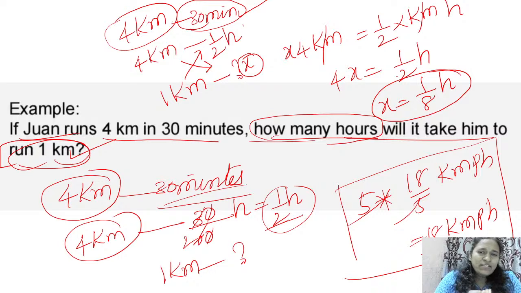This is in hours, friends. Don't confuse. If you do not convert into hours, then you will get the wrong answer, because the question is asking in hours. 1 kilometers in how many hours, right? I hope you understand this question.